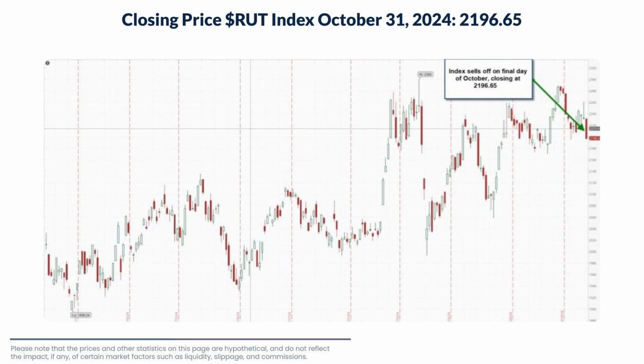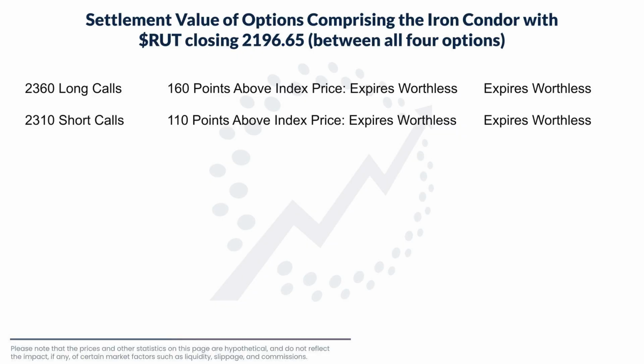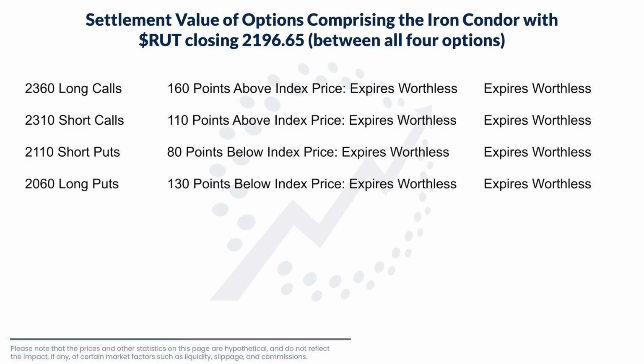And as you can see, the index closed down that day, closing at 2196.65. And so since the options have all expired, we can now assign a final value to each option. And as you can see, that's going to be pretty easy to do, because both calls expired above where the index closed, and both puts expired below where the index closed. In other words, the index closed between all four options, resulting in both of the calls and both of the puts expiring worthless.